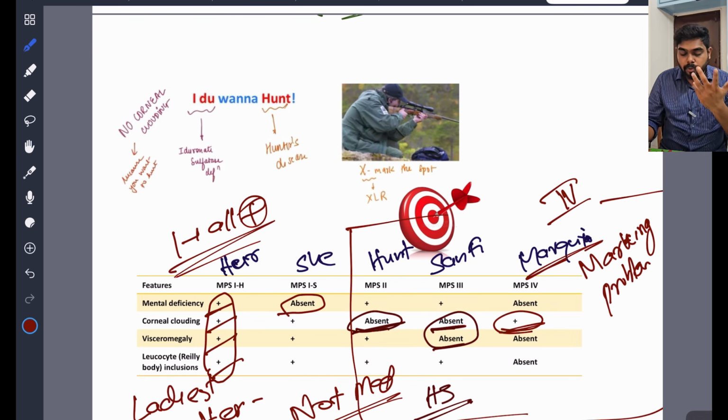So this is very important, please change it. Scheie is not mentally retarded, other things are positive. Hunter has only clear vision, all other things are positive. MPS Sanfilippo has a good body and good vision, but is mentally retarded, that is the only problem. And Morquio has only a vision problem, rest all are normal. This is the summary.